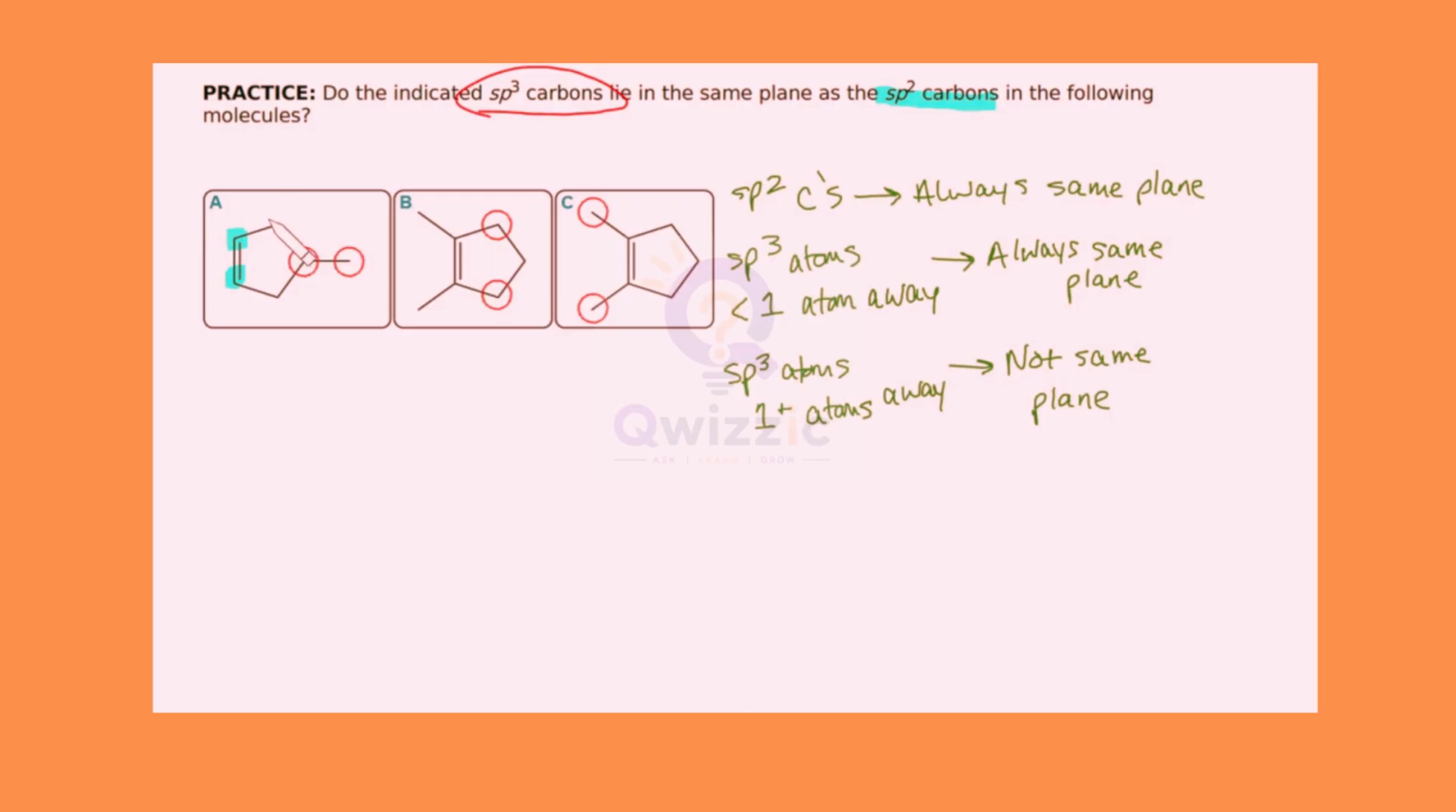So these are not directly connected to the sp³ carbons, right? We have 1 carbon in between these 2 carbons and same on the other side of the compound, right? They're symmetrical. So since they are 1 carbon away, these are not going to be in the same plane.